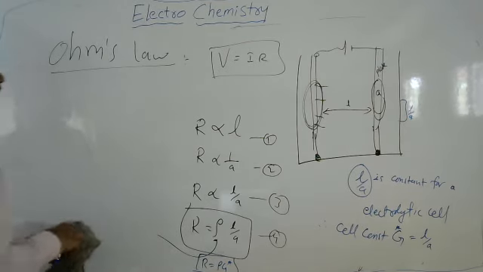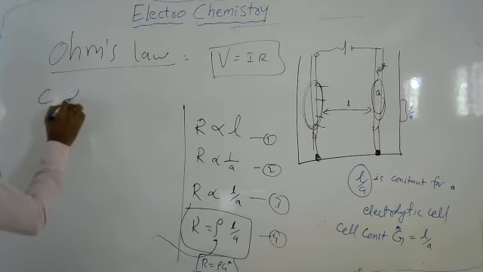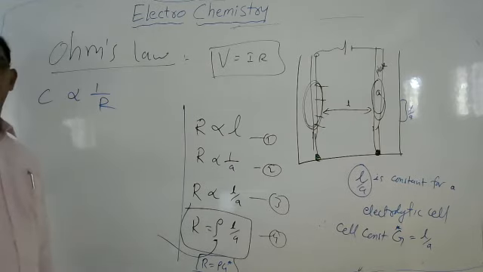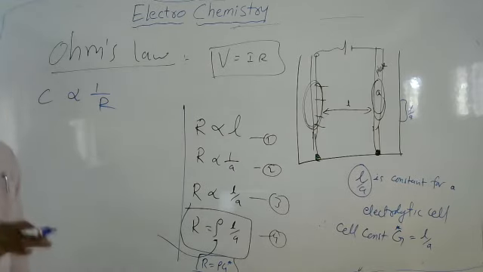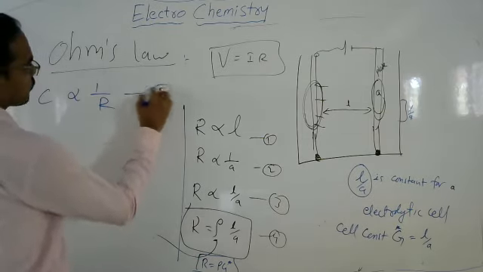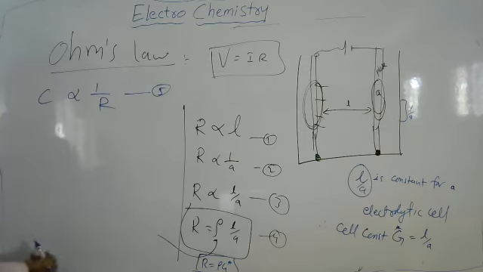What is conductivity? Conductivity C is inversely proportional to R, that is, proportional to 1 by R. If resistance is more, conductivity is less. If conductivity is more, resistance is less. So this is one more equation. I can write here some number 5.